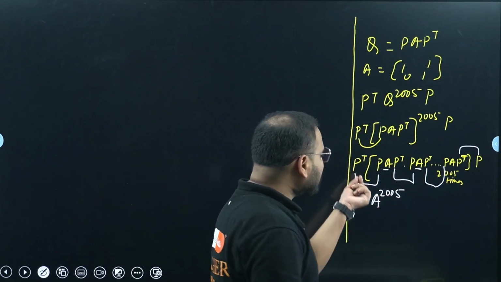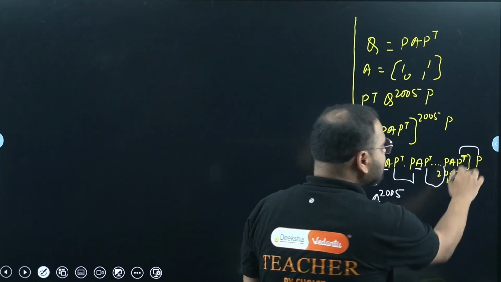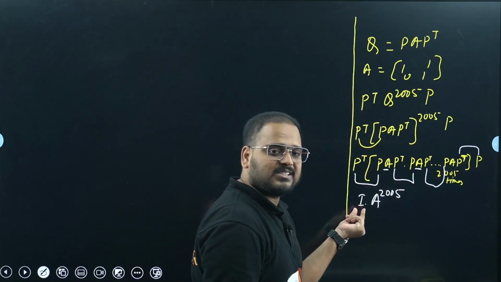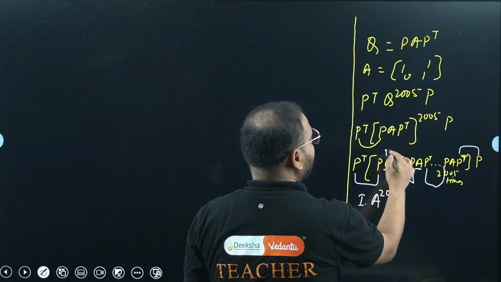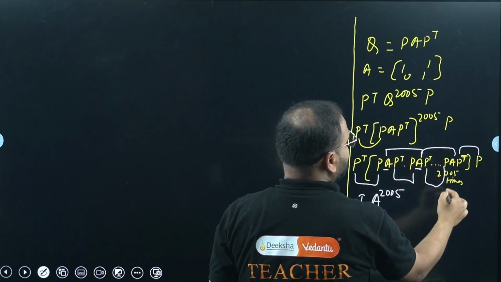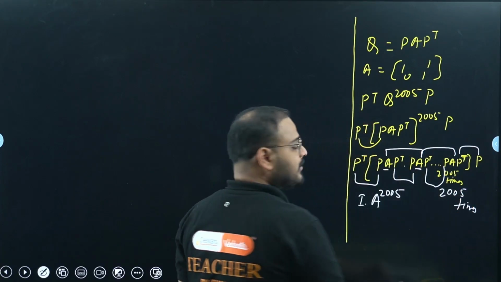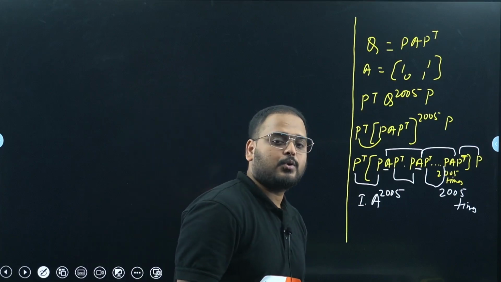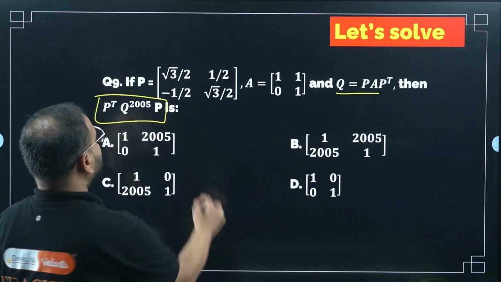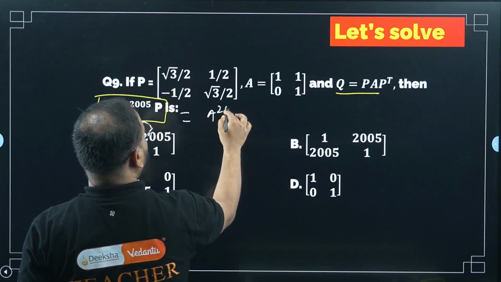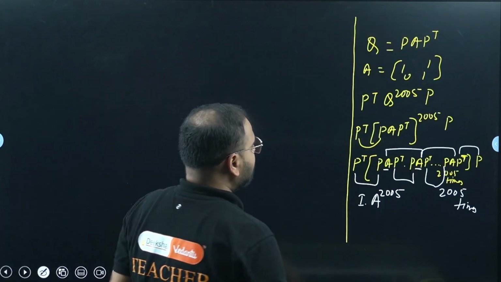Let me explain again. P transpose times P is identity, again this identity, this identity. Every time we get P transpose into P is identity, so that is just I. I into I into I is I. What about A? I have A left with this A, with this A, 2005 times. So the power of A will be 2005. Basically they were asking us to find this, and we said this is equal to A power 2005. So if I can find A power 2005, that's my answer.